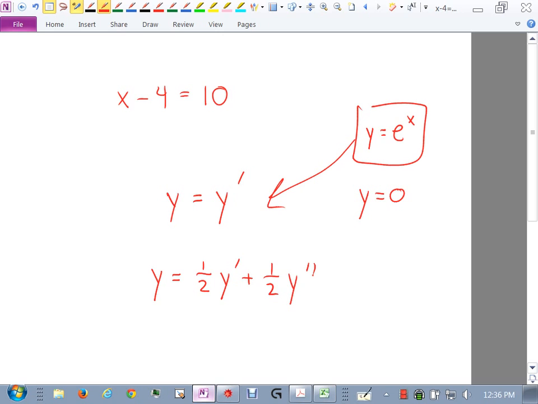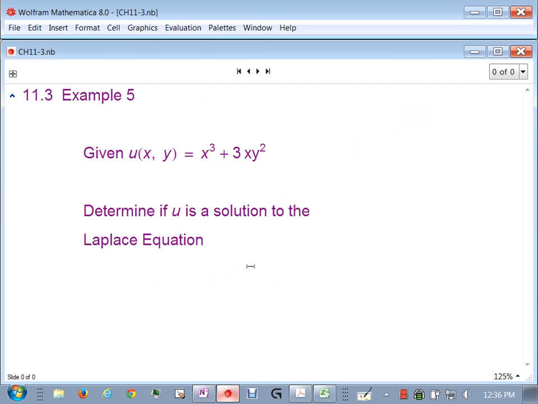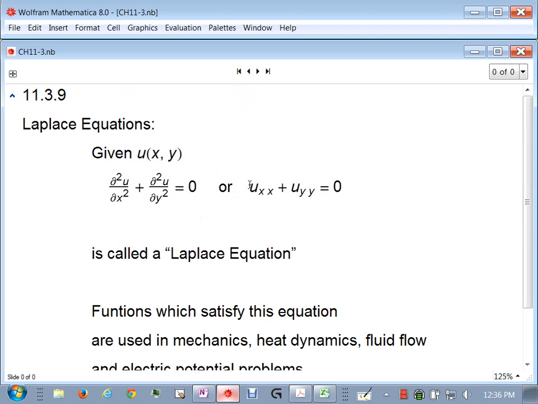For the Laplace thing we're doing right now, I'm trying to see, does this function of two variables satisfy the Laplace equation? The Laplace equation is an example of a differential equation. It is this, but it uses partial derivatives. So I just need to evaluate these two things, add them together, and see if you get 0.